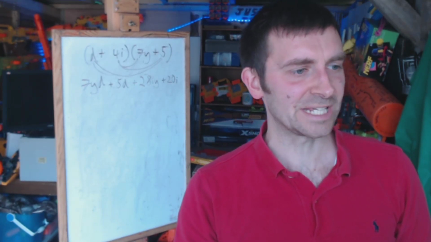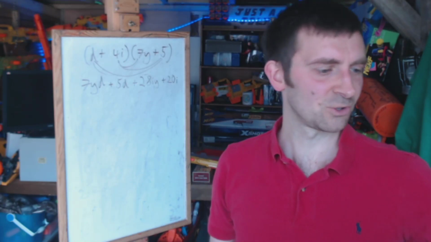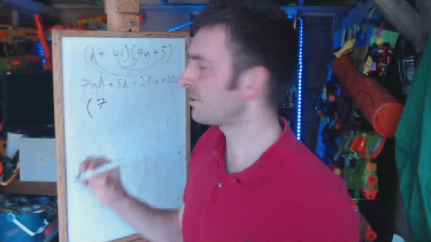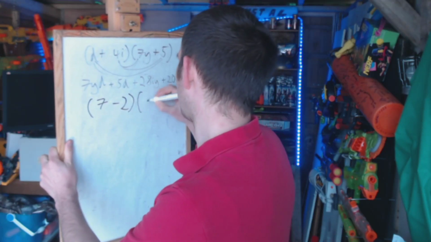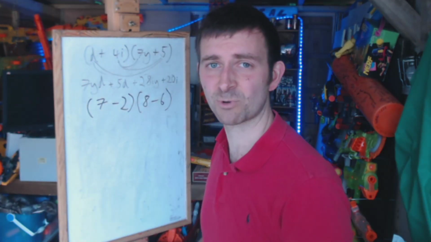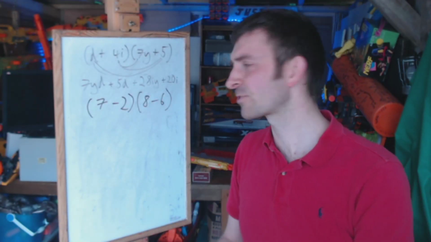Let's do one more of these, and then we'll move on again. We'll use the good pen this time. And now we have no letters at all. I've just clicked this, and now we've got a situation where we have no letters whatsoever. We've got 7 minus 2, and 8 minus 6. So we've not only got no letters whatsoever, we've also got 2 negatives, so that'll be interesting for us to work with.